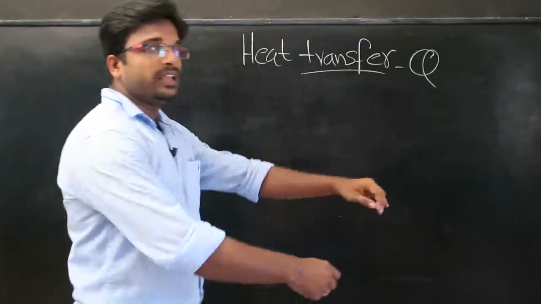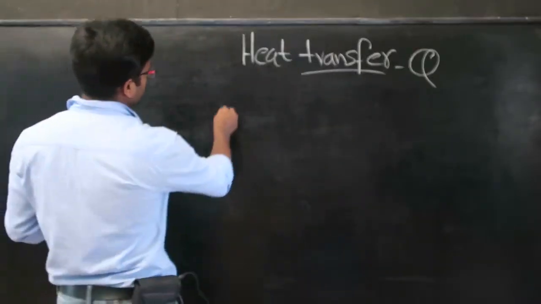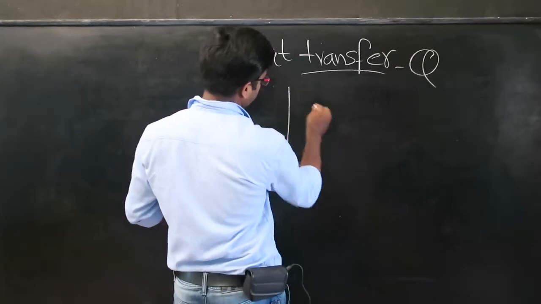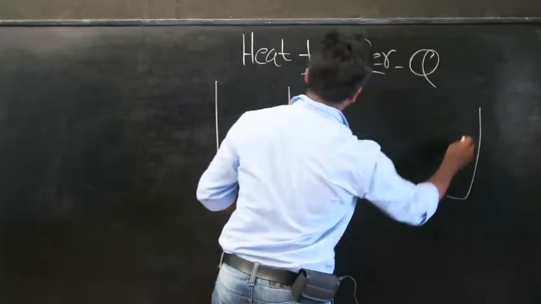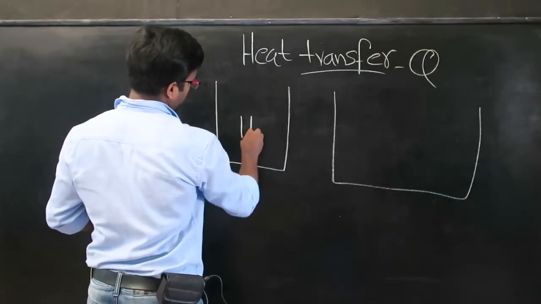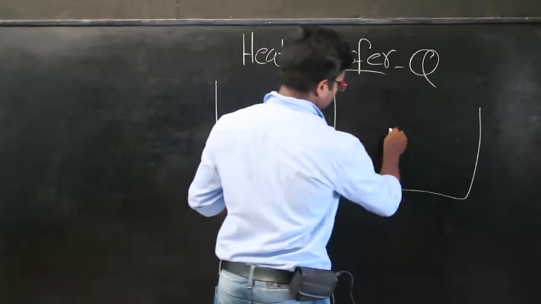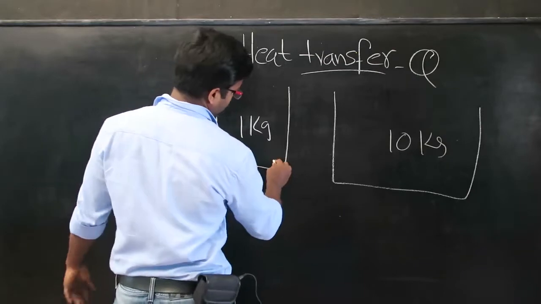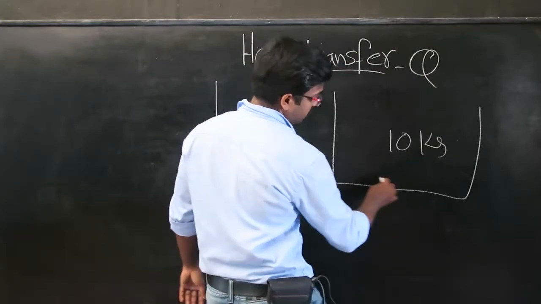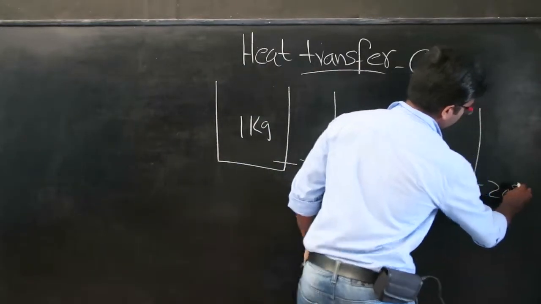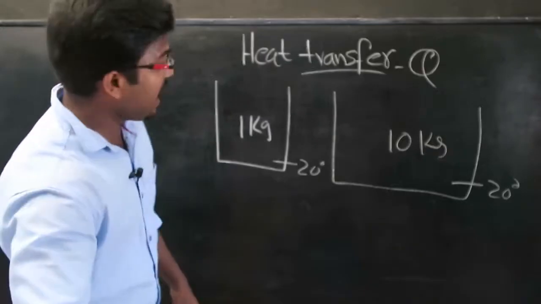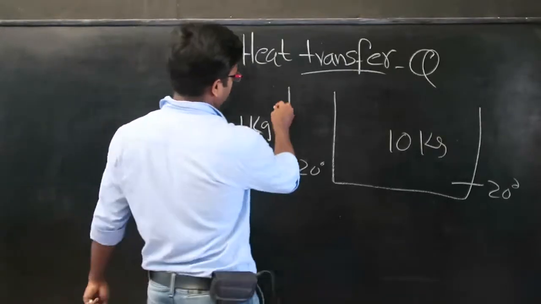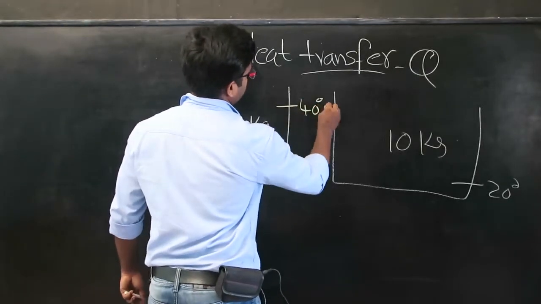And let's quantify the term heat transfer. Consider two beakers of water. One is a big beaker, and let this contain 1 kilogram of water, and this is containing 10 kilogram of water. Okay, and the initial temperature was 20 degrees Celsius. Here also the initial temperature is 20 degrees Celsius, and both are achieving a final temperature of 40 degrees Celsius.